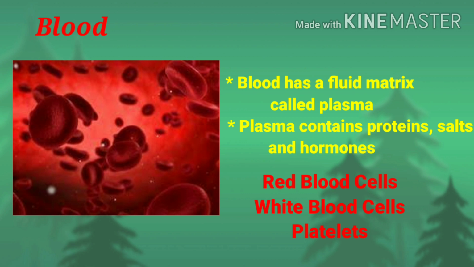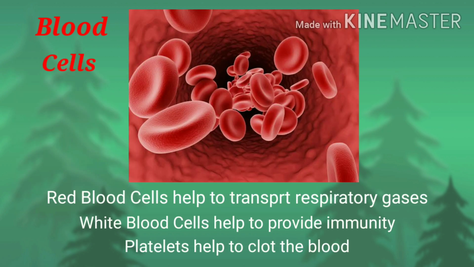In blood cells, RBC, red blood cells, help in the transportation of respiratory gases, right? Yes. WBC provide us immunity. And platelets help in the clotting of blood, right? You knew about these points. You have learned about this in your 7th standard, about the blood, plasma, and blood cells. Yes, very good.